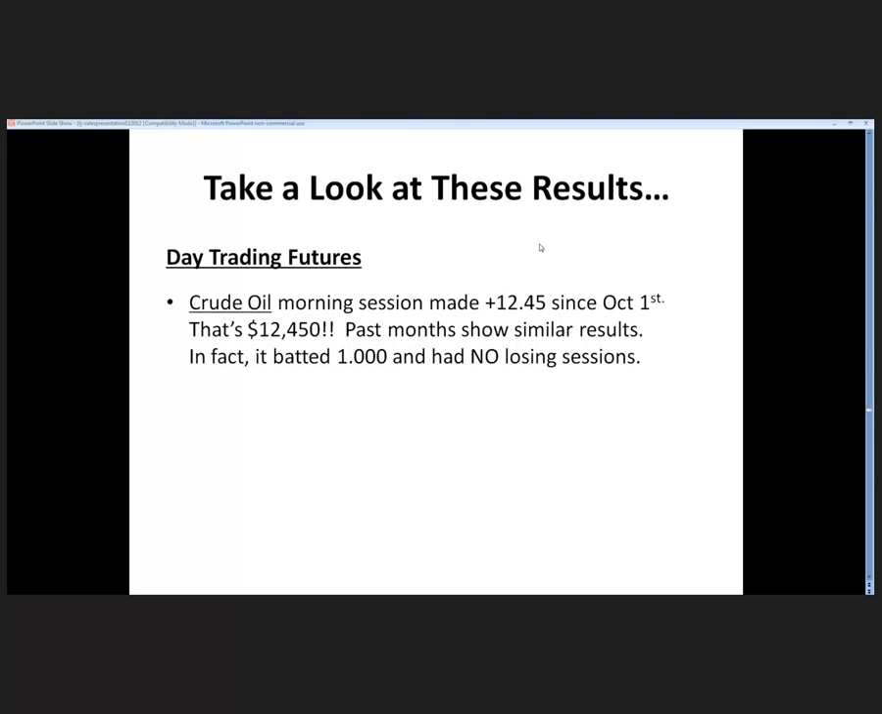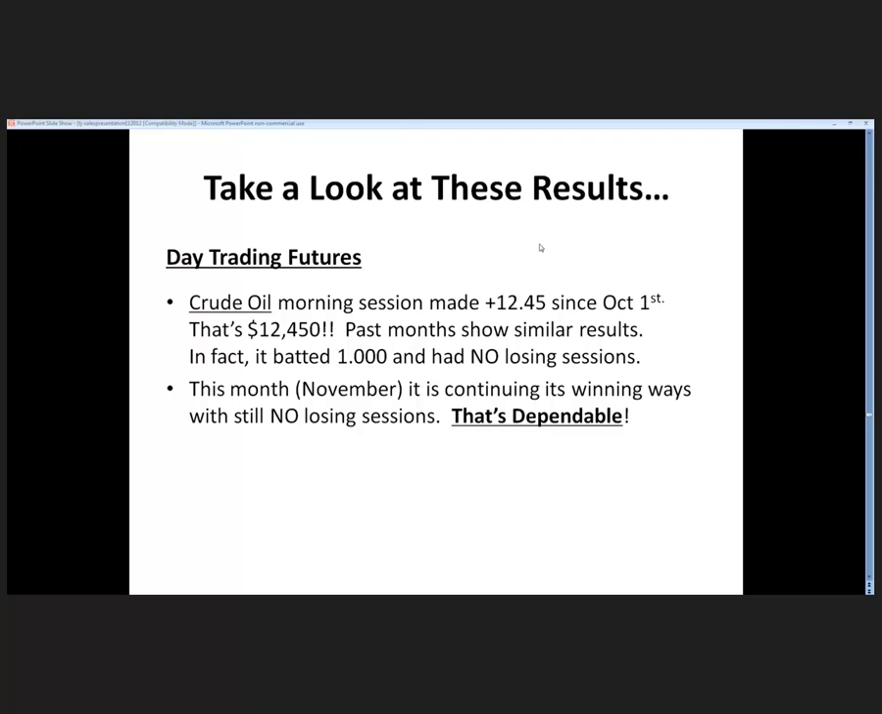That's fine, right? Because we know the majority are going to be positive. But if I can literally run off a streak like this, how high is your confidence going to be waking up every morning and trading the trend jumper on these kind of markets? And November is no different. Continues the winning ways, no losing sessions.